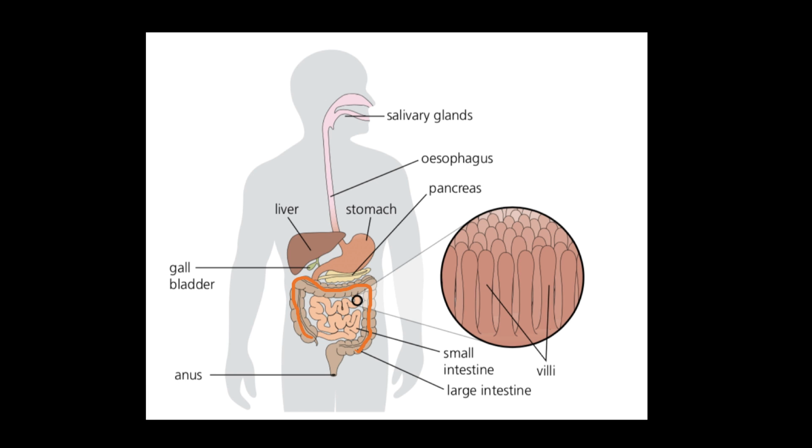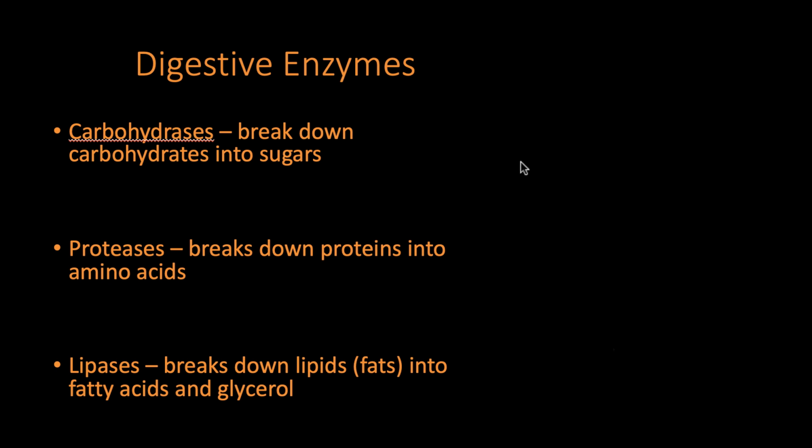Alright, so we mentioned digestive enzymes. Let's have a look at them in a tiny bit more detail. You've got carbohydrases, which break down carbohydrates into sugars. Amylase is an example. Proteases break down proteins into amino acids. Pepsin is an example in the stomach. Lipases break down lipids into fatty acids and glycerol. You don't need to know an example of those.